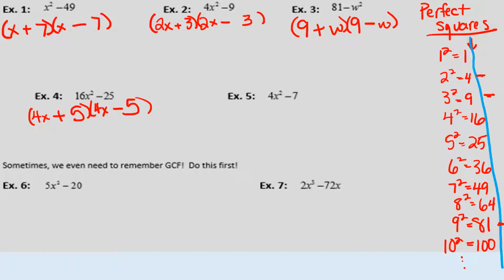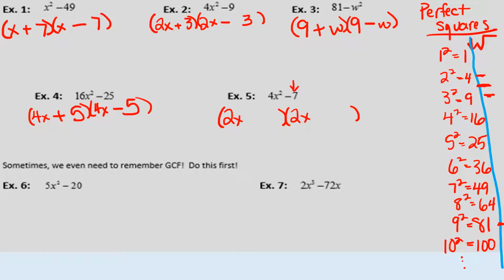Example number 5. We have 4x squared minus 7. 7 is not a perfect square, so we've got to figure out a way to do this. We know the square root of 4x squared is going to be 2x, but in our list we don't see 7 between 4 and 9. But we do know that what we're doing to get this last term is taking the square root of this number to get the number that goes in the last spot of our sets of parentheses.